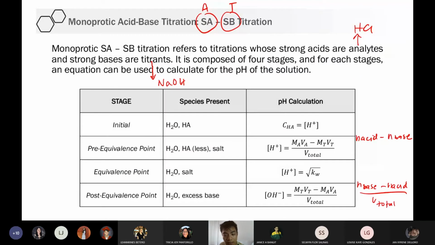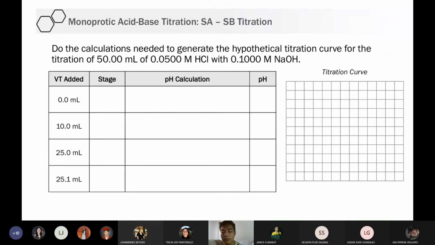Okay. So let's apply that. No. So let's apply that in this problem. Sabi dito, do the calculations needed to generate the hypothetical titration curve for the titration of 50 ml of 0.05 molar HCl with 0.1 molar NaOH or sodium hydroxide. Again, ang sabi ko kanina, kung sino yung unang sinabi, siya yung analyte. Ito yung analyte natin. And that means yung sumunod ay yung titrant.